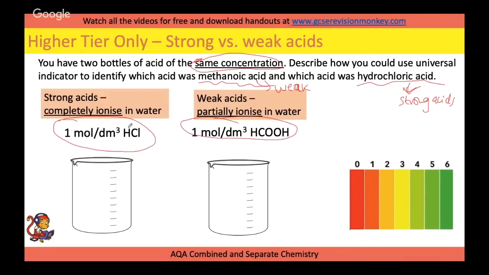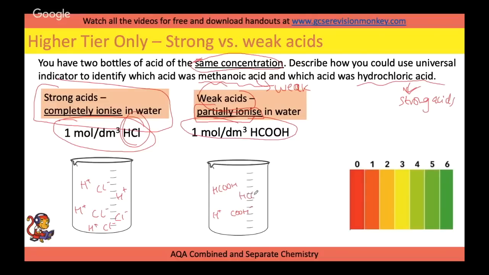we can see differences in the pH, because these are the key words. Strong acids completely ionize in water. That means when you dissolve this in water, all of those split up into their ions. That's what ionize means. So they'll all be split up completely when they're dissolved in the water. Whereas in a weak acid, they only partially ionize in water. What this means is some of the molecules will stay together like so, and only some of them will ionize and split up into their ions.